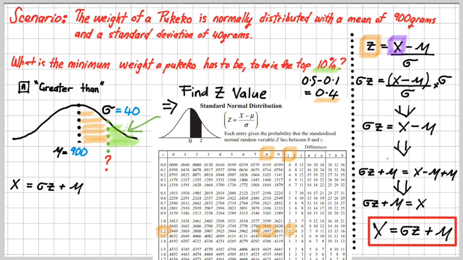So we're almost there, guys. So we're going to use our formula there that we found before, and we're going to substitute some values in. So that's the standard deviation there, 40. We're going to multiply the Z value that we've found, 1.281, and then we're going to add the mean. And therefore, the value of interest that I want is 951.24 grams. Now there's an alternate way to do this as well.